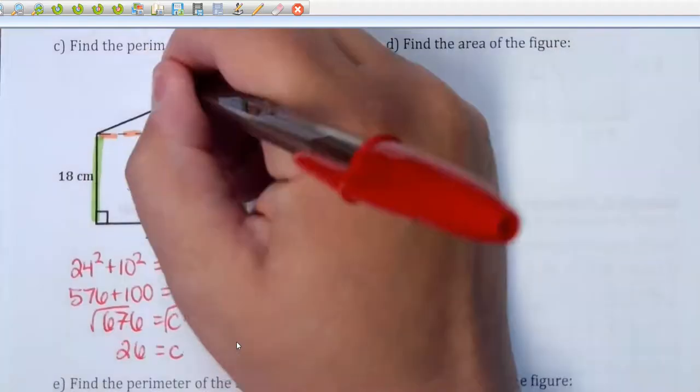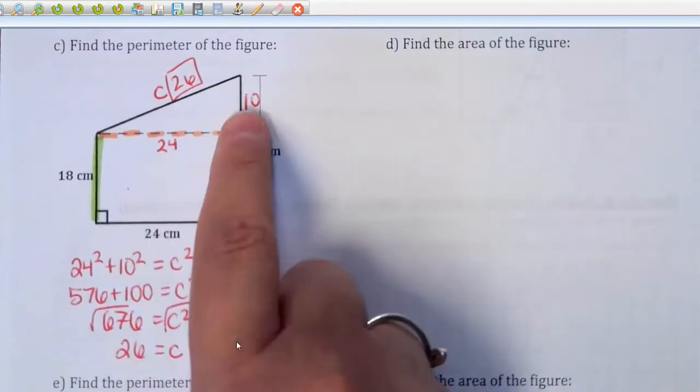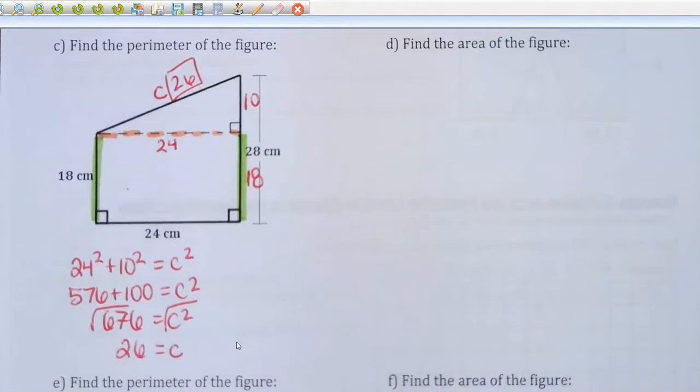Okay, and then I just want to caution you here really quickly. When I label other numbers in the diagram, sometimes people will not find the perimeter correctly because they put in other numbers that are in the diagram. So just be really careful when you do the perimeter: just add up the sides around the outside of the figure.